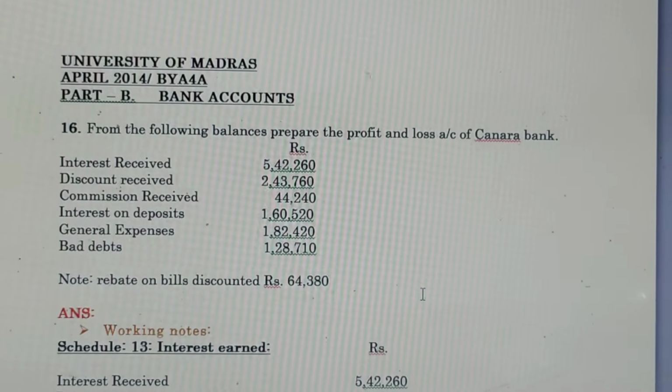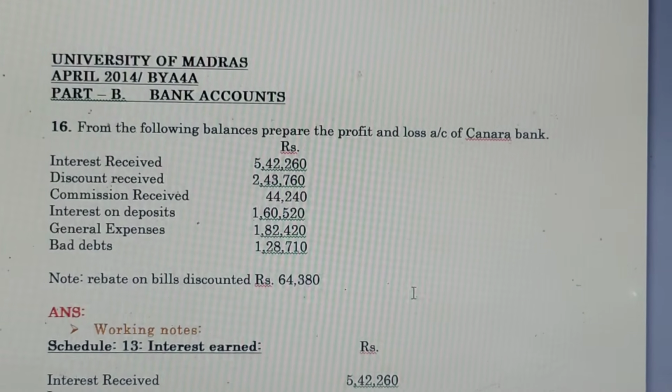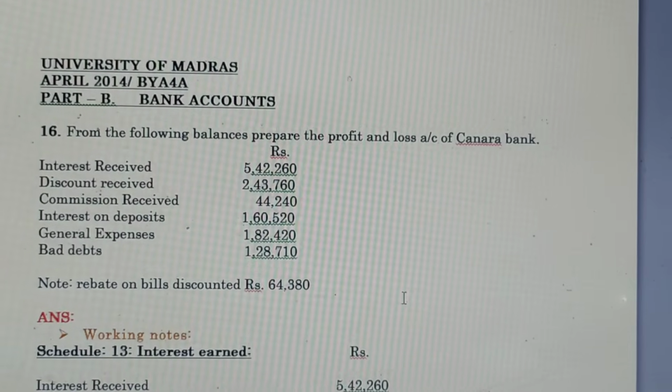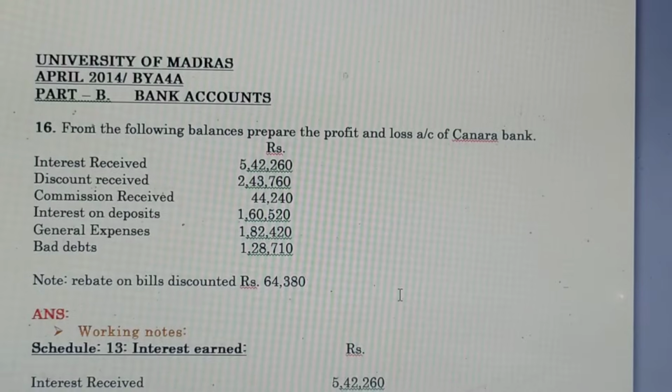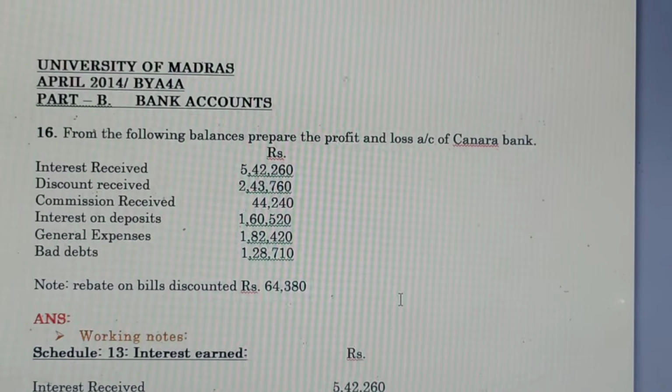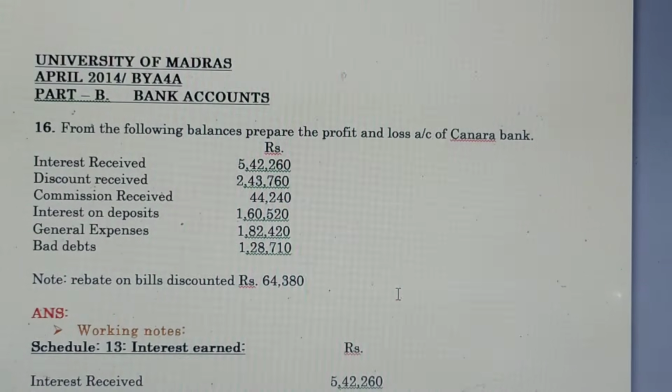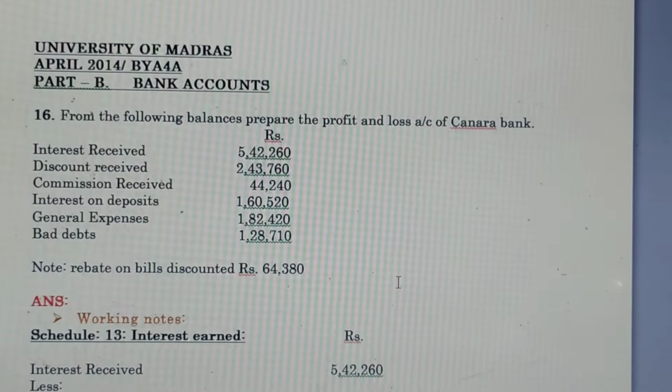Hello everyone, we are going to discuss a previous year question of Corporate Accounting 2 from University of Madras, April 2014, part B. This question is from the Bank Accounts chapter. Let me read the question.